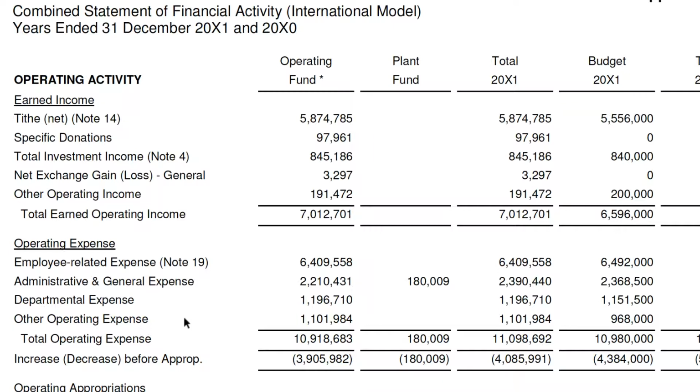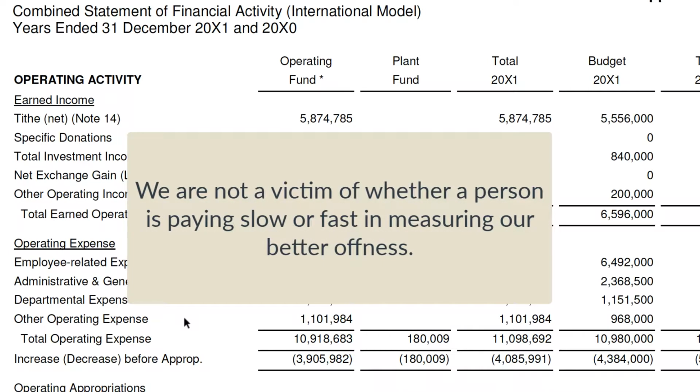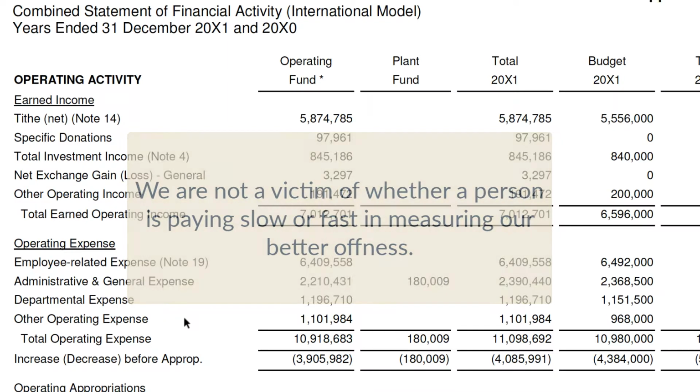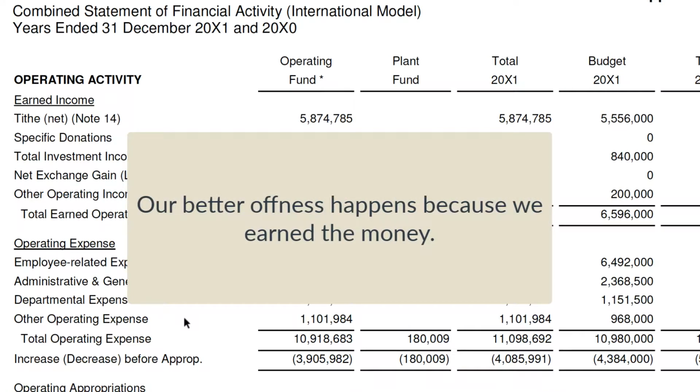Some people pay before November, some people pay during November, and some people pay after November, but we earn it in November by teaching the students. So we'll record all of the payments before, during, and after that have to do with November. They're all recorded as income for November. Okay. So we're not a victim of whether people are paying slow or fast when it comes to us measuring our better offness. Our better offness occurs because we earn the money, not because of the timing of the students paying us.